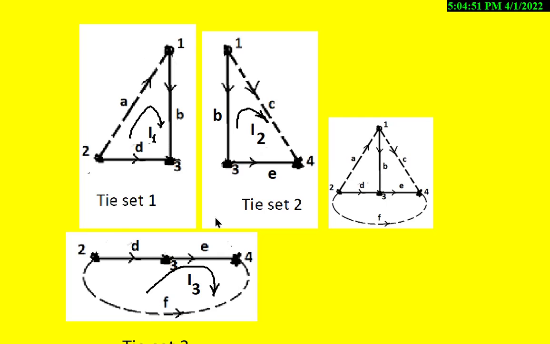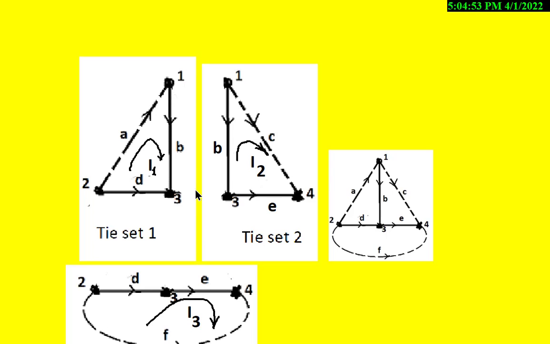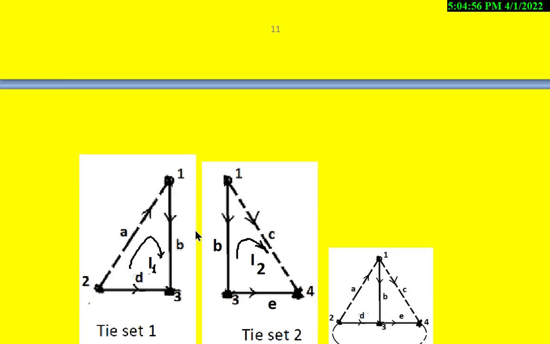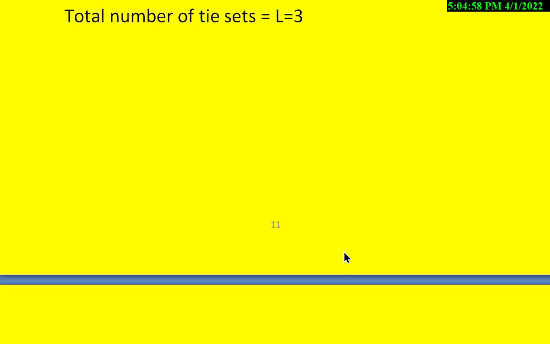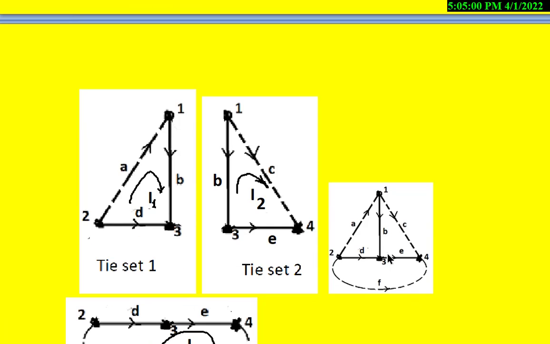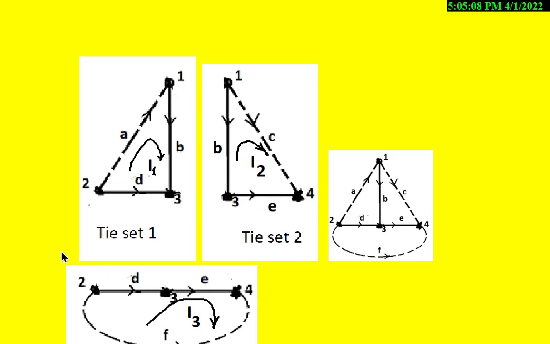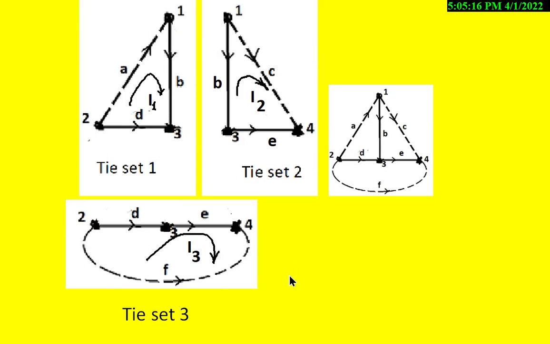So we calculated the number of Tiesets that we get for the given graph: it is nothing but the total number of branches minus the total number of twigs. So that is 6 minus 3, that is 3. So here we are getting 3 Tiesets, that is, there are 3 links. This is 1, this is 1, this is 1. So remember here, a Tieset means there is only one link present.